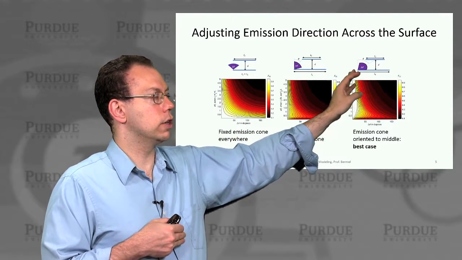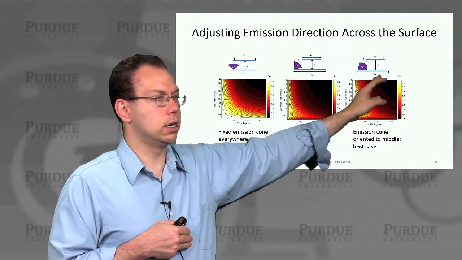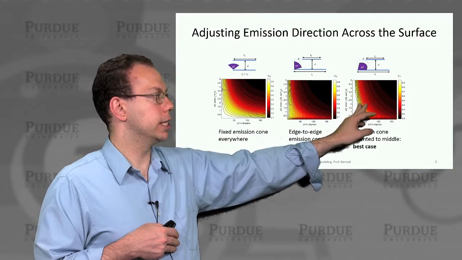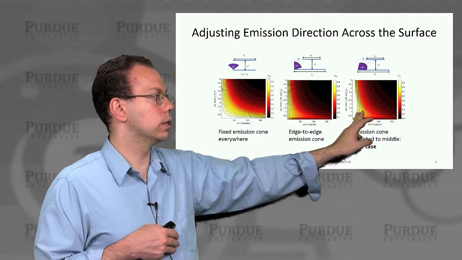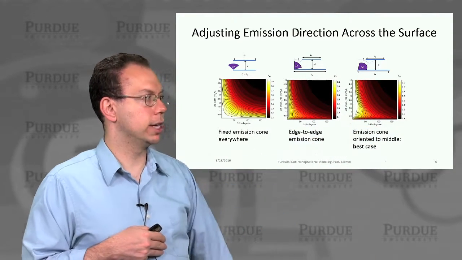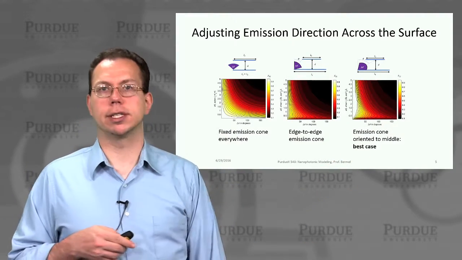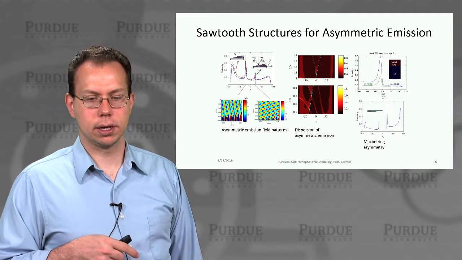However, if you direct all of the emission towards the center, no matter where you're starting from, you can see there's a region of high performance for a relatively tight angle control that's less than plus or minus 20 degrees. So that's our best case, and that's what we would want to focus on if we were designing a system.